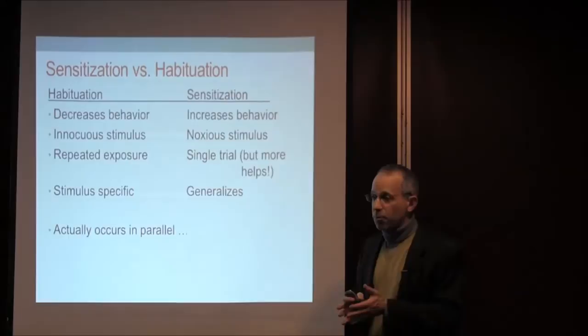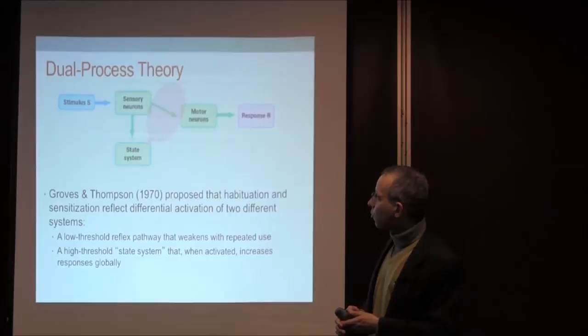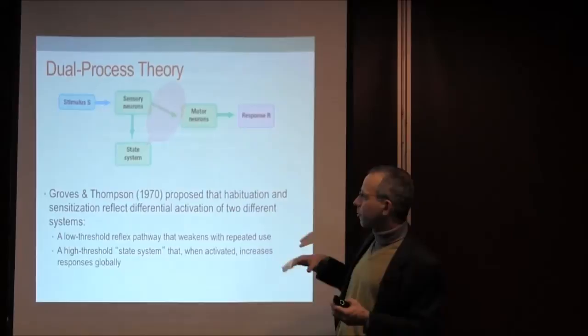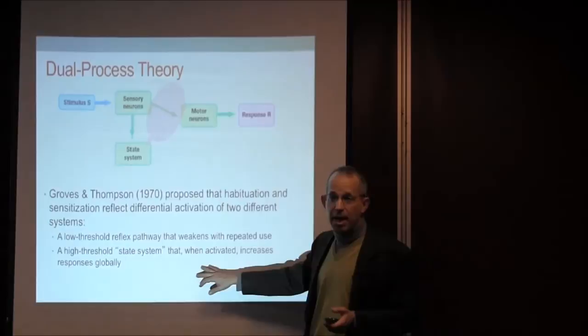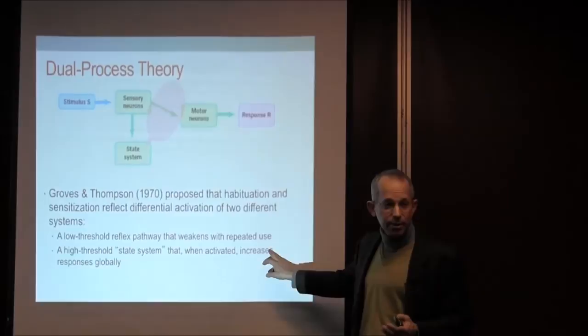These two seem like opposite phenomena, but research at both the behavioral level and the biological level suggests that in fact they occur in parallel. The dual process theory, Groves and Thompson in 1970, suggested that habituation and sensitization reflect different activation of two different systems: a low threshold reflex pathway, which weakens with repeated use, and a high threshold state system that, when activated, increases responses globally. The global effect gives you the lack of stimulus specificity.